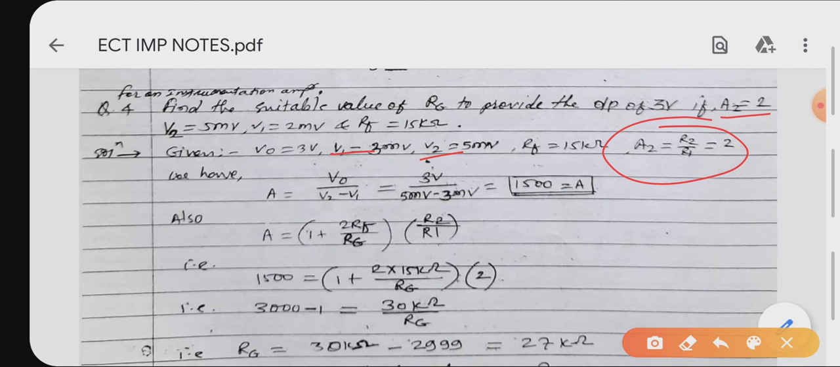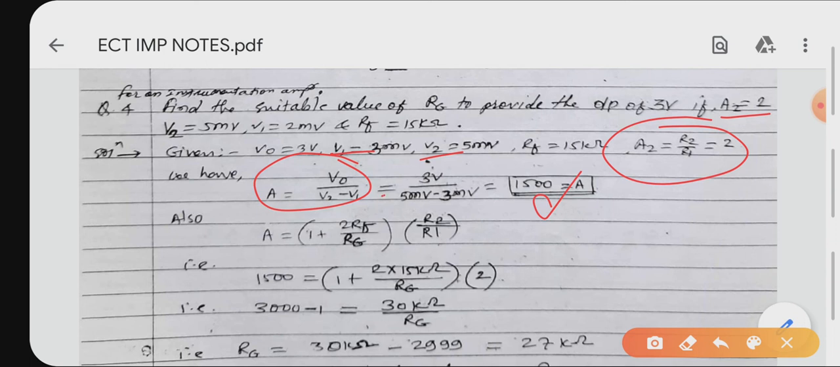RF is the feedback resistor, 15 kilo ohm is given. So you know the standard gain equation, VO by V2 minus V1, output upon input. Input is the difference between two input signals. So you will get the value of gain as 1500.